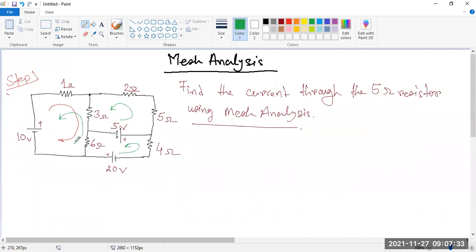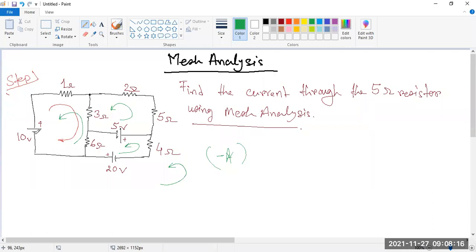Generally we take a clockwise direction. You may take another, but we don't know which potential is higher and which is lower. Say this is the 20 volt potential, so maybe I am traversing in this way, but the result will actually come out as a negative current. Then we have to change, or assume that our direction of traversing is the opposite, because we don't know which potential will be higher in this area.